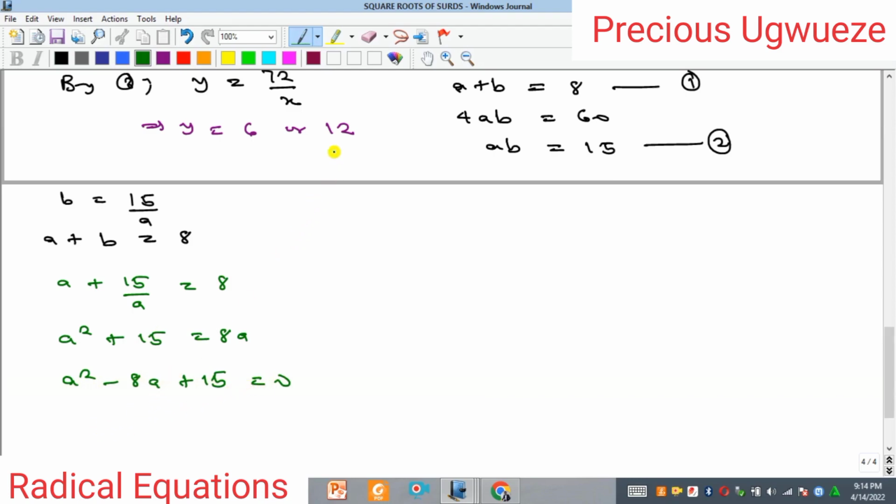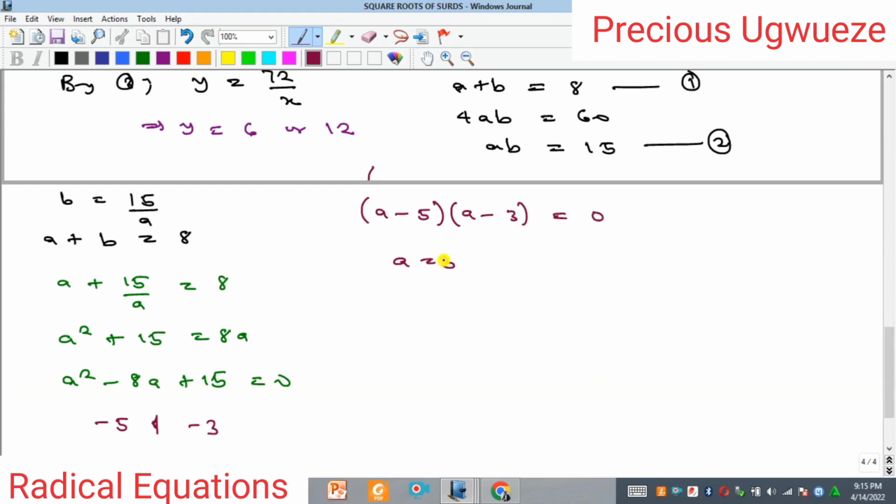And at this point, we can solve this quadratic equation using factorization method. And when we do that, we're looking for 2 factors of 15 that will sum up to minus 8. And those are minus 5 and minus 3. Okay, so we can quickly bring them here. Open our two brackets here. We'll have a minus 5 into a minus 3, and that's going to give us 0. So that means a is equal to 5 or 3.